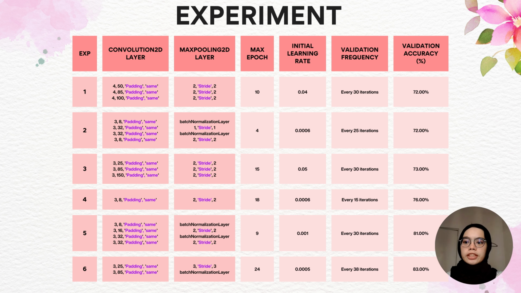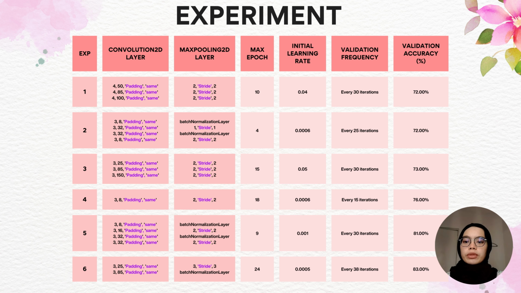For experiment 3, we used 3 convolutional layers with 25, 85 and 150 filters with 2 times 2 max pooling layers and 15 epochs with a learning rate of 0.05, with validation accuracy checked every 30 iterations, and it achieved a validation accuracy of 73%.